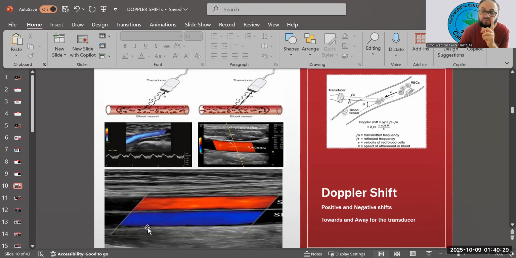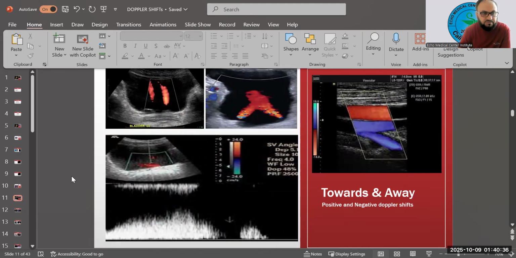Important is: is the flow going towards the pulses or going away from the pulses? That is important, remember. That will help us. Again, like I mentioned earlier, it's not important to be blood. It can be anything, any flow. Look at here.